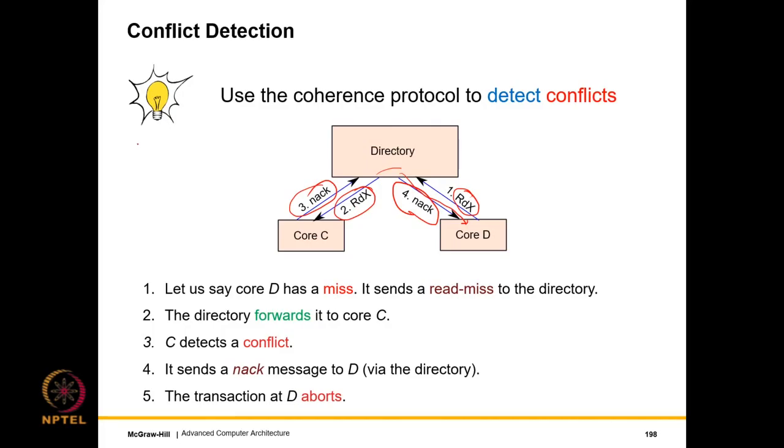But the key point here is that every cache line is being augmented with 2 bits, a read bit and a write bit, and they are indicating whether the line is in the read set or in the write set. But of course, what happens if the line gets evicted and goes to the L2 cache? Those are all corner cases. We'll gradually deal with them.